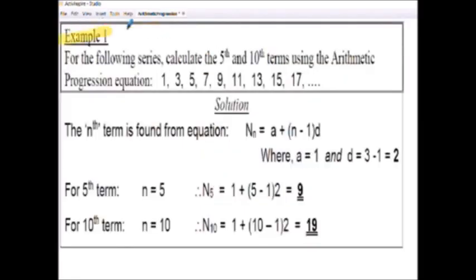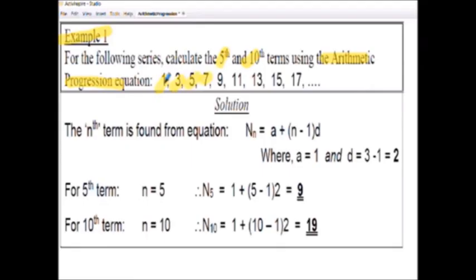Example 1 illustrates use of the formula. In this particular series, we're asked to calculate the 5th and the 10th term. It's an AP series. We can see that from the common difference of 1, 3, 5, 7. We can see the common difference is 2 in each of the terms here.